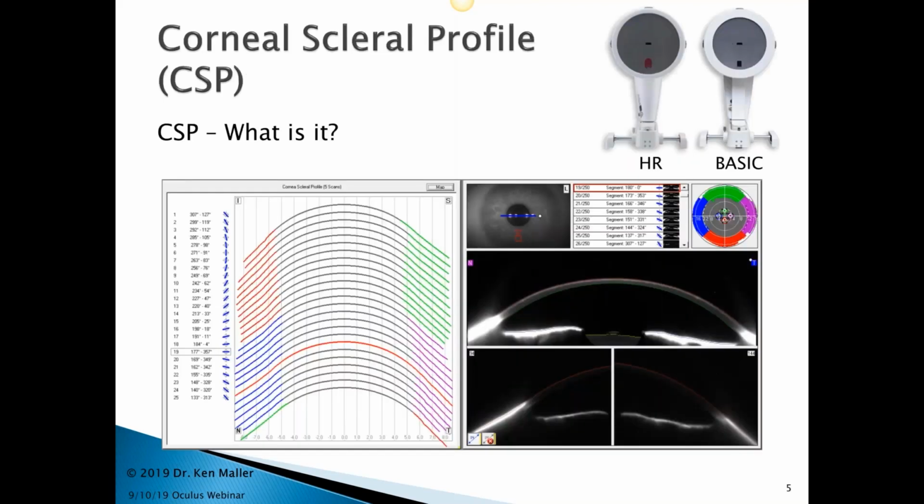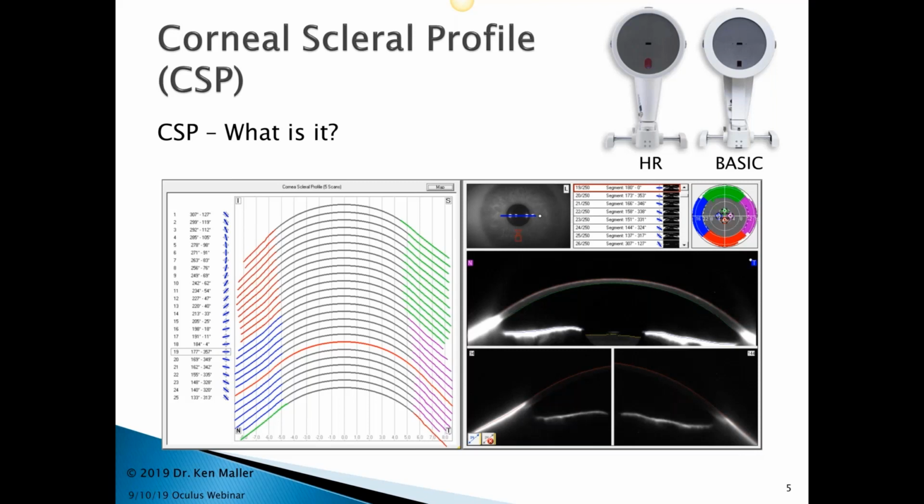Okay. Well, here is the Corneal Scleral Profile, the CSP software, and basically that is a software package that's added on to both the HR unit and the basic unit. At this point, the AXL unit is not compatible with the CSP, and as far as I know, that's not even going to be coming on the horizon. Don't quote me on that, as I'm not in product development. But I do understand that there are some significant technical difficulties in getting the AXL hardware compatible with the CSP software.